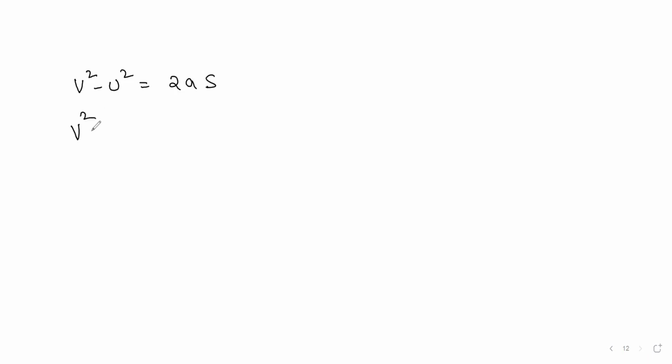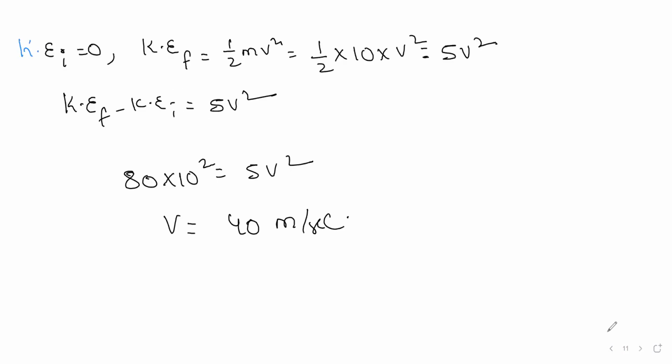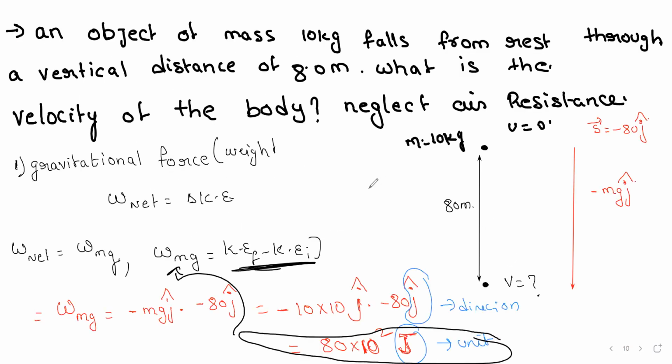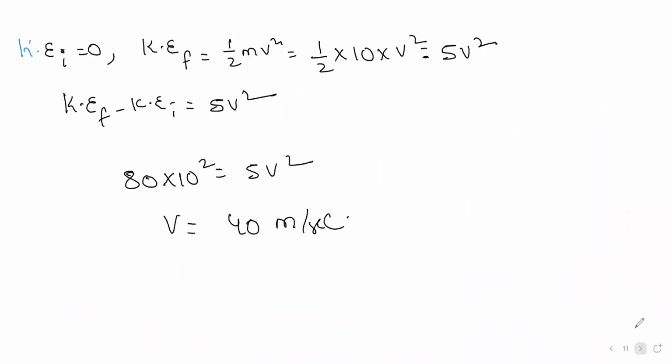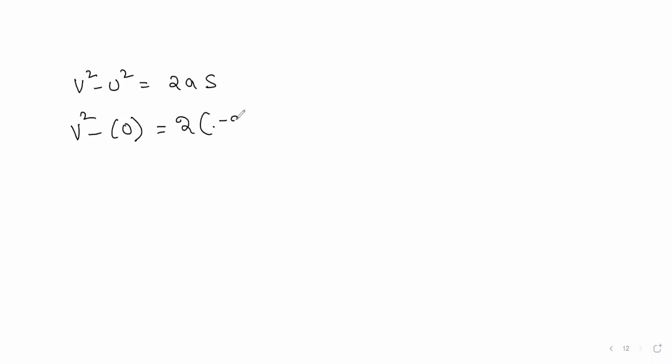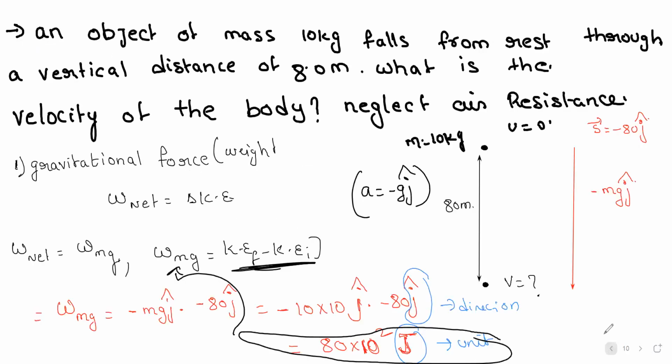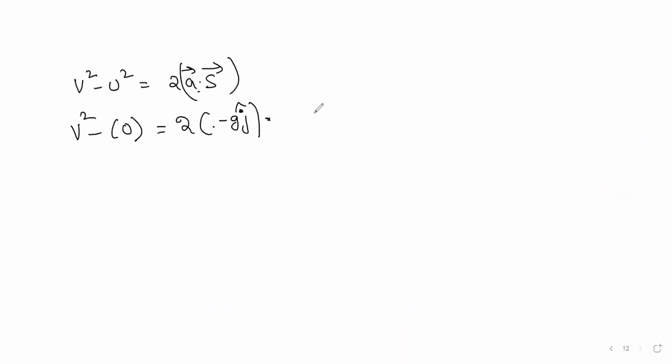What is U? 0. What is acceleration? V minus U by T, sir. Acceleration is in the downward direction, so we have to write it as minus Gj. What is the displacement vector? Minus 80 j cap. Yeah, minus 80 j.